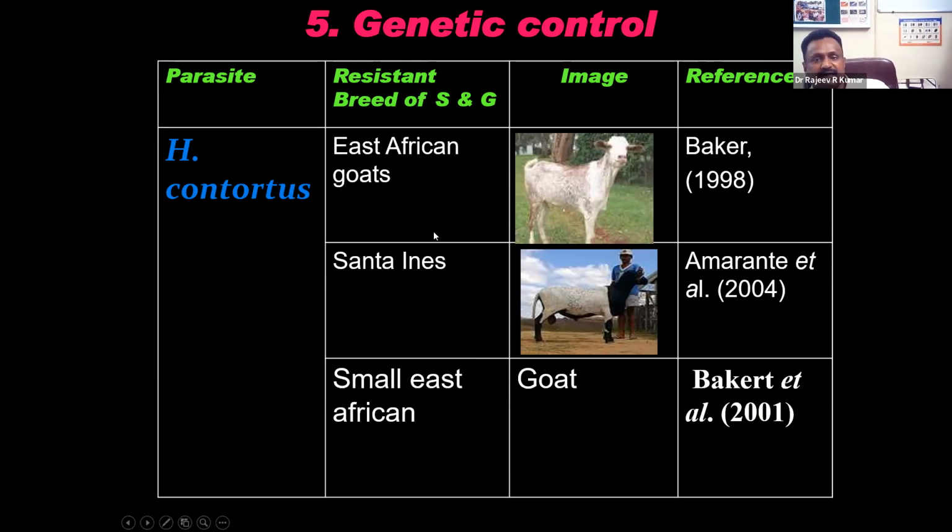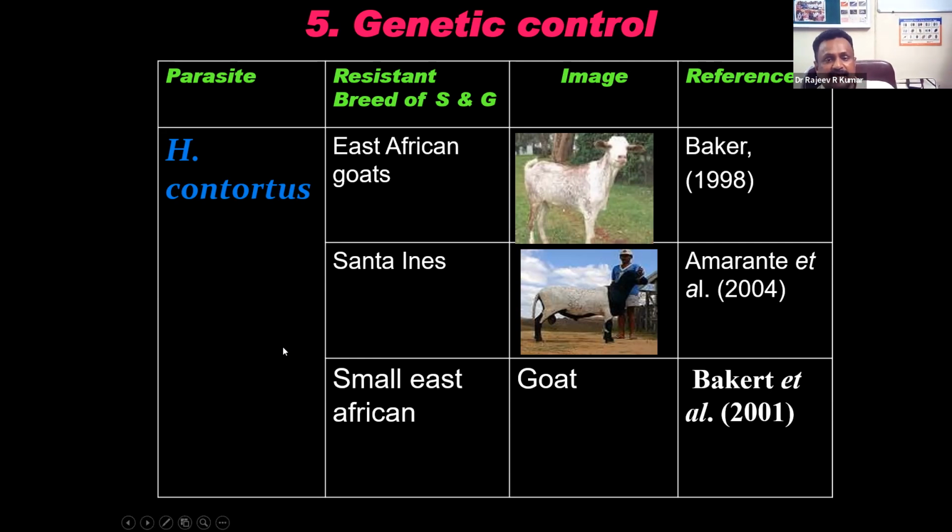Besides this, there is a most important and suitable way through which we can minimize the intensity of infection. That is the introduction of genetically resistant breeds. There are breeds like the East African goats, Santa Ines, and the Small East African. These goat breeds are highly resistant to intestinal nematodes like Haemonchus contortus, which is the most pathogenic parasite. If we are able to introduce these animals in India, I am sure the intensity of Haemonchus contortus infection may reduce, but it depends on whether the environmental conditions of India are suitable for rearing these breeds or not.